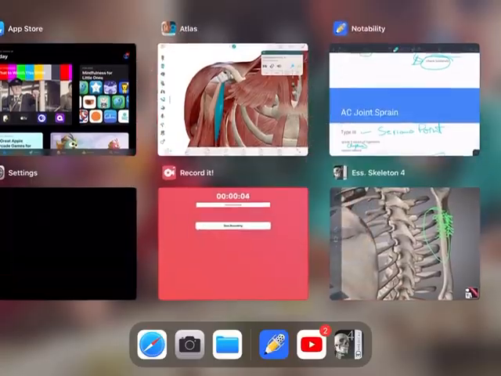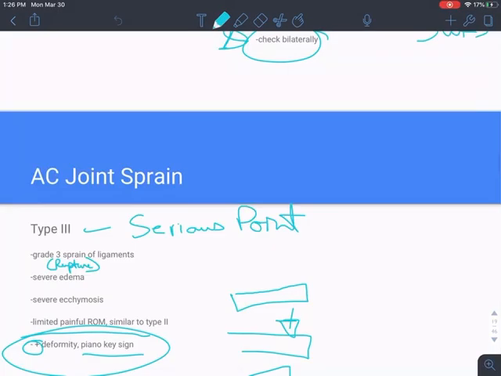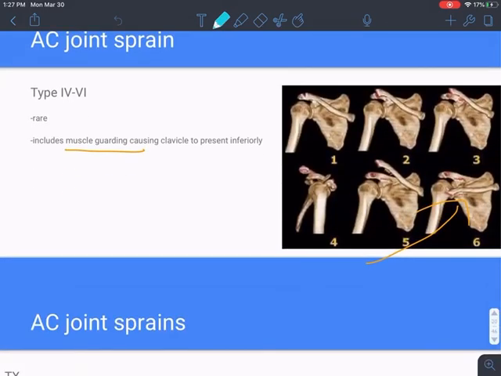All right. Anyways, I think you get the idea. So a grade 3, like a piano key sign. So if somebody has a grade 3, here's 1, 2, 3. You can see the clavicle is way up. You press it down, it goes down, but when you let go, it goes right back up like a piano key. All right. I feel like I just spent too much time to explain that. Sorry.